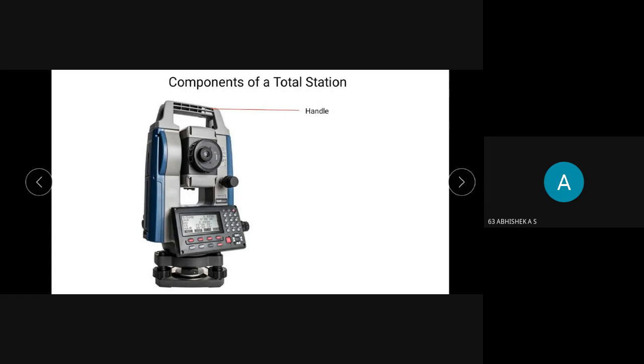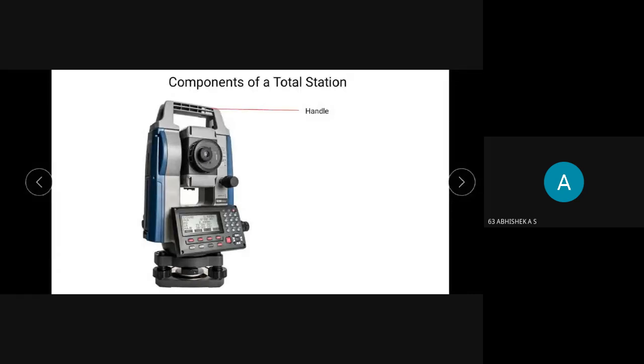Since we are not able to do the experiment at the laboratory, we are just explaining, and we will be giving the values for calculation. So we can go through the components of a total station.